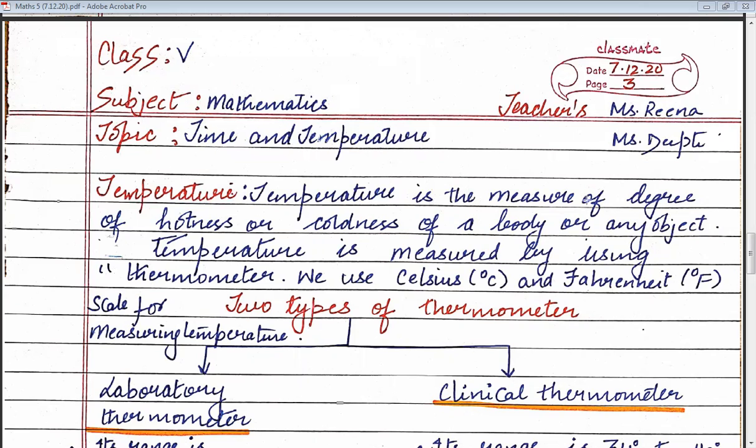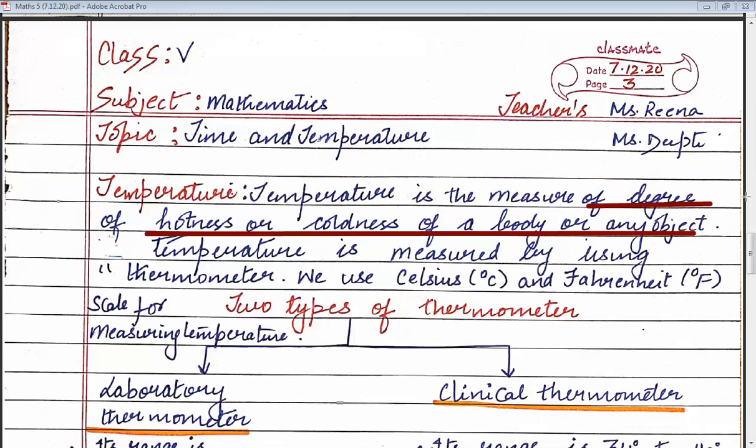Temperature is the measure of degree of hotness or coldness of a body or any object. I repeat, what is temperature? Temperature is the measure of degree of hotness or coldness of a body or any object.